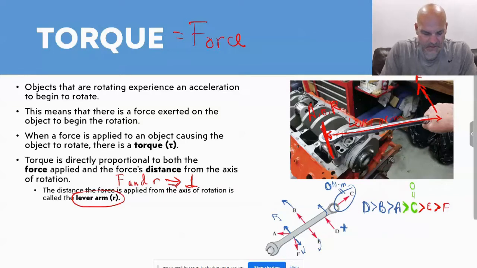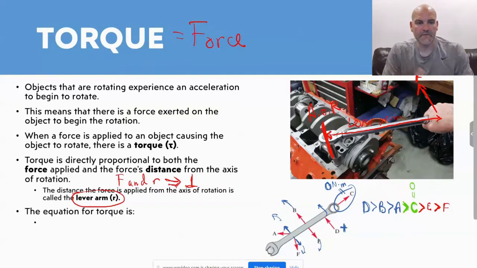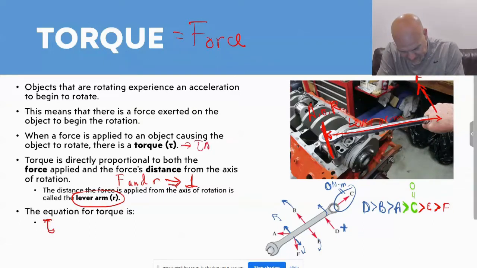All right, so let's talk about the mathematical formula. So the equation for torque is going to be tau. Again, this is the Greek letter tau. It's the Greek T. So tau equals r F sine theta.